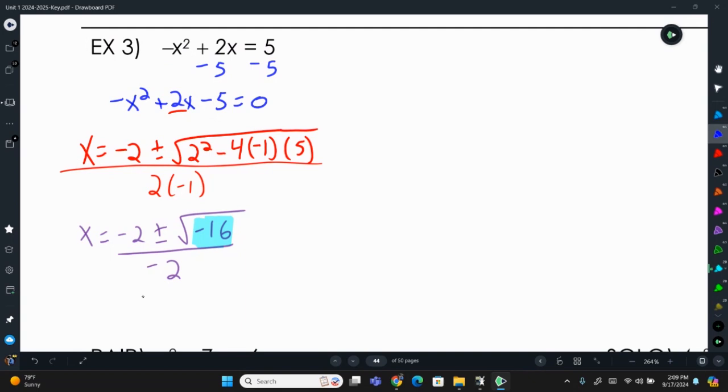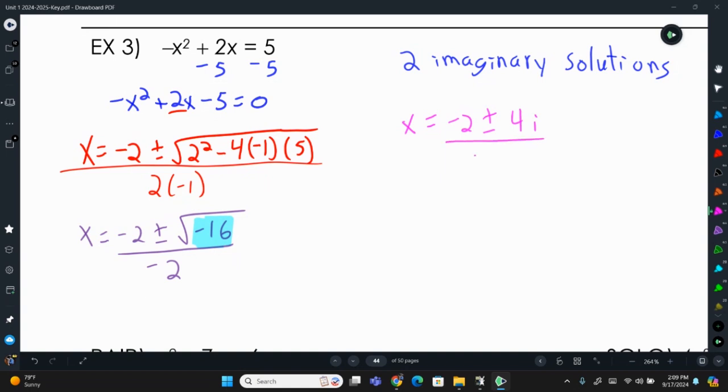Now again, this discriminant tells me, because it is the number underneath the square root, because it's negative, that means there are two imaginary solutions. So I need to have i in my answer. So x equals negative 2 plus or minus, well, the square root of negative 16, the negative comes out as an i, and the square root of 16 is 4, so 4i over negative 2.